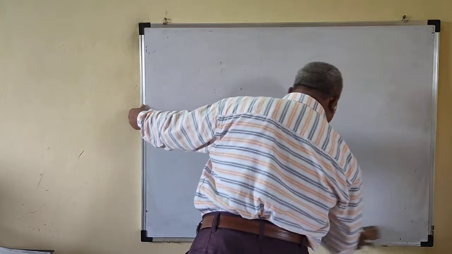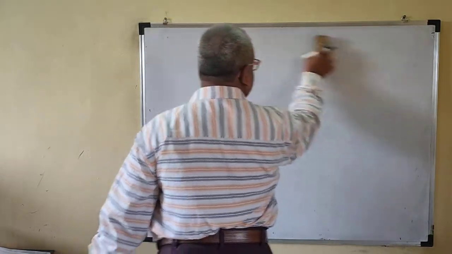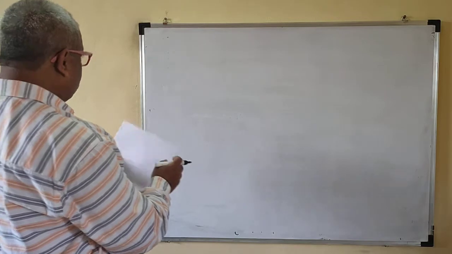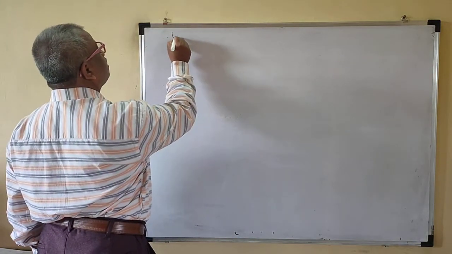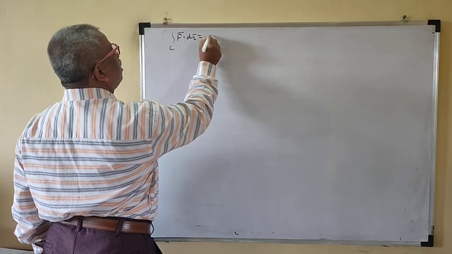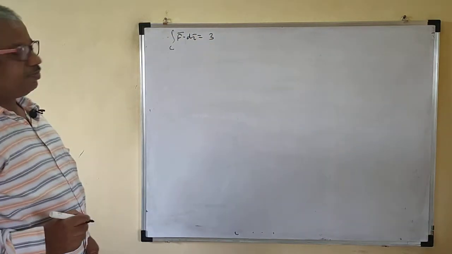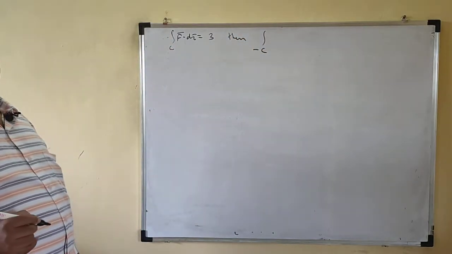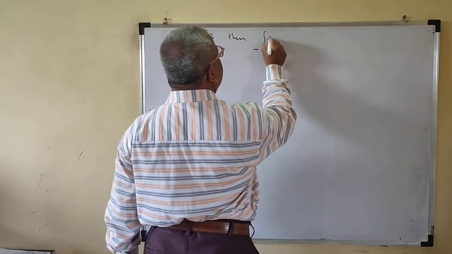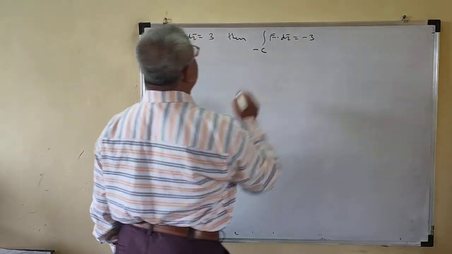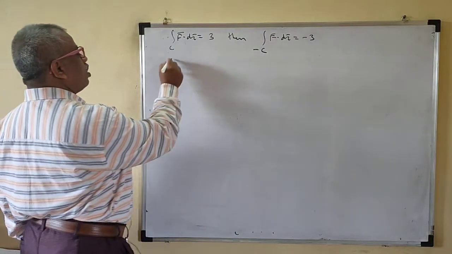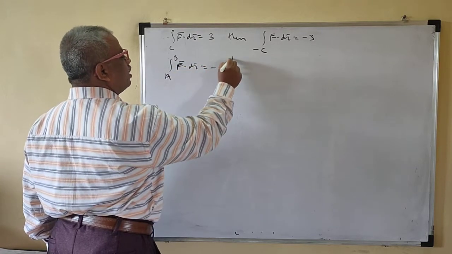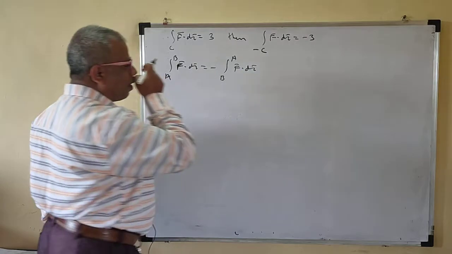Now we'll see how to solve the problems by line integral and so on. We'll do the simple problems on this. So one thing to note: line integral over C of f bar dot dr bar is equal to, suppose, 3. Then the line integral over minus C of f bar dot dr bar will be minus 3. That means the line integral from A to B of f bar dot dr bar is equal to minus the integral from B to A of f bar dot dr bar.